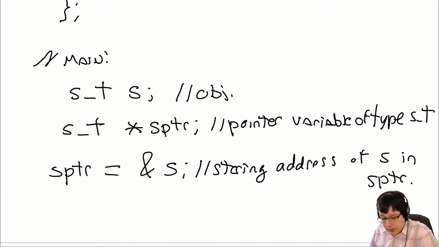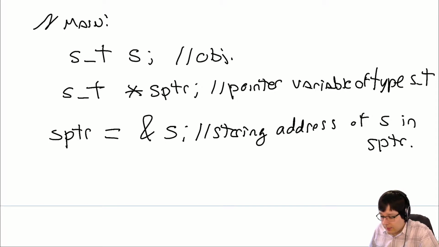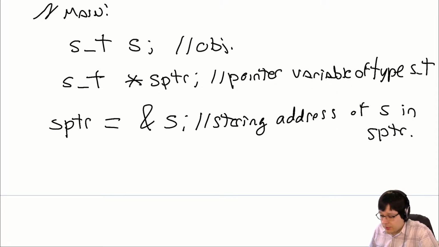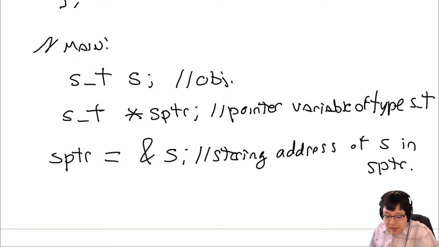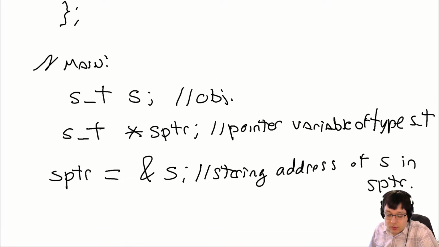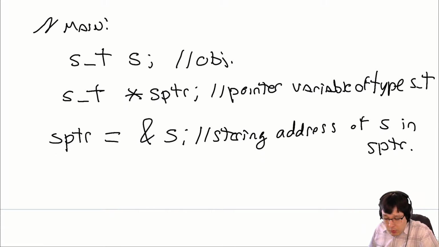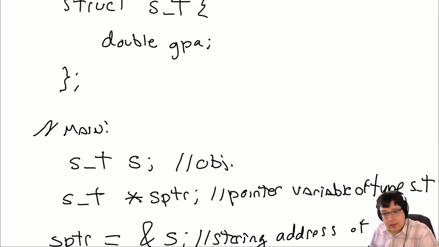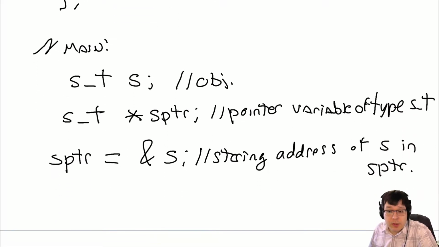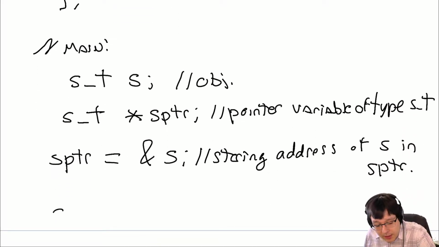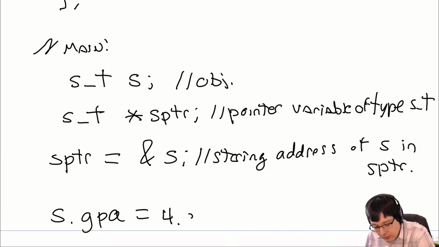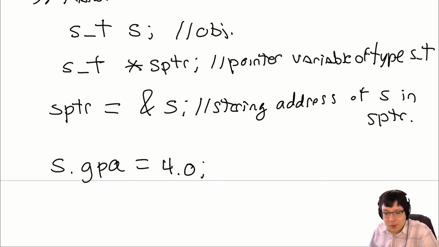Cool. All right. Now I've shown you that you can use this with classes, but here's where it gets a little bit interesting. So now we have sptr that's basically pointing to s, right? So before, if we wanted to access the gpa class member variable in a student type object, how would we do that? Well, we would go ahead and put s.gpa, right? And then maybe we could assign this to like 4.0. You wish.